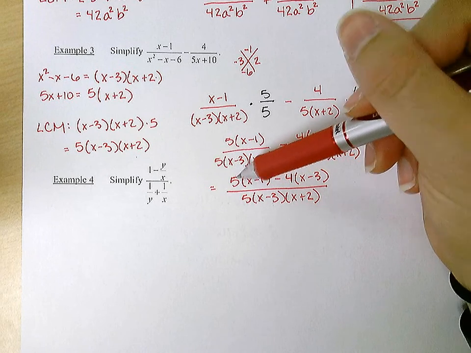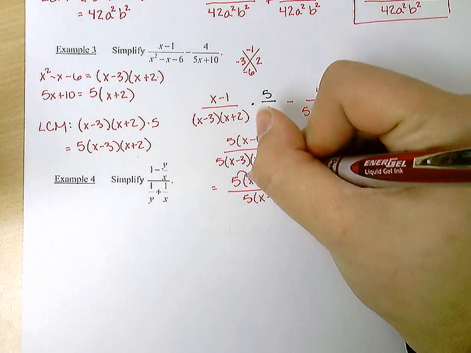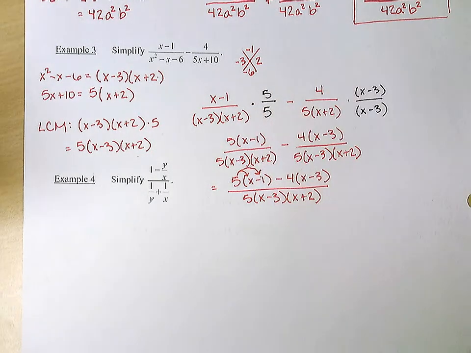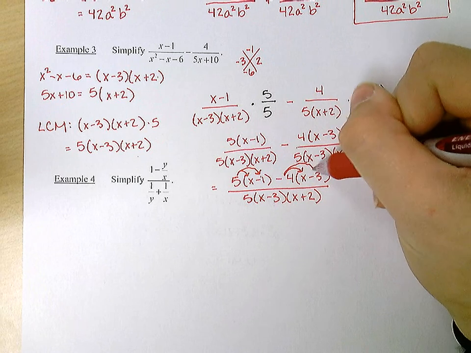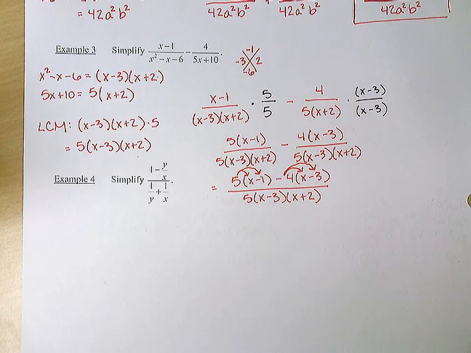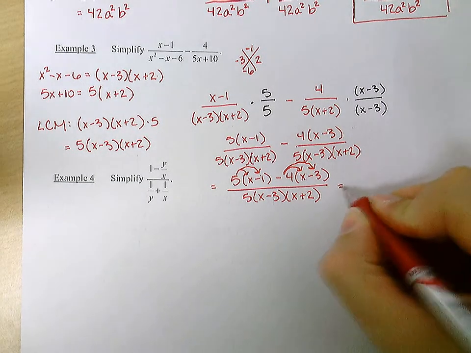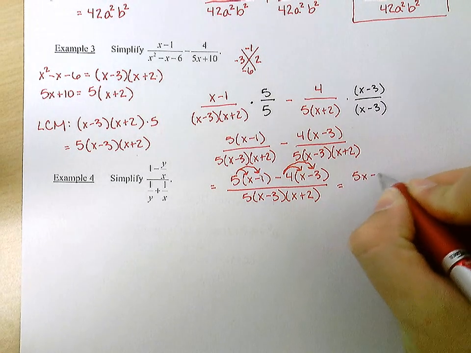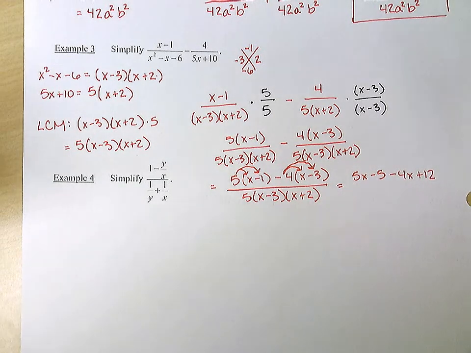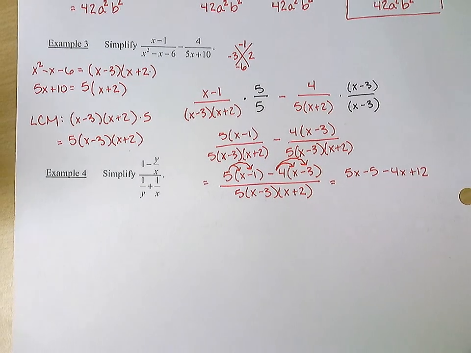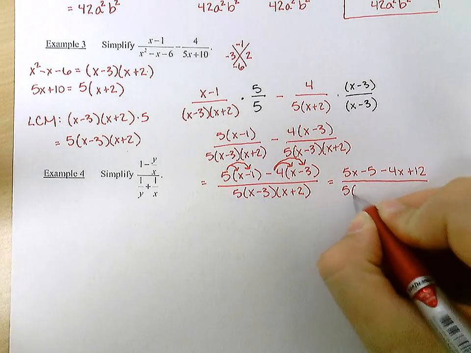Okay, from here I do want to distribute. So we have 5 times x and 5 times negative 1. And we have negative 4 times x and negative 4 times negative 3. So we have 5x minus 5 minus 4x plus 12. Again, that's all over that same denominator.